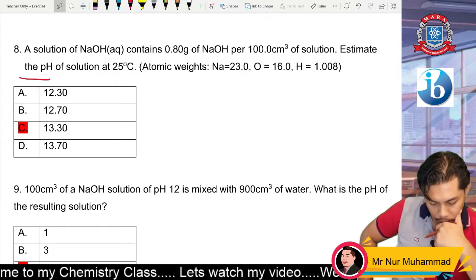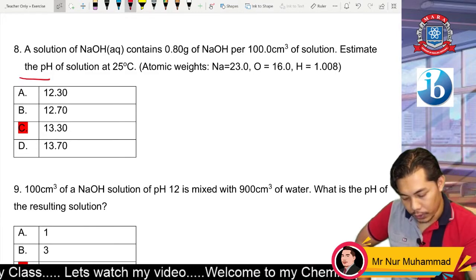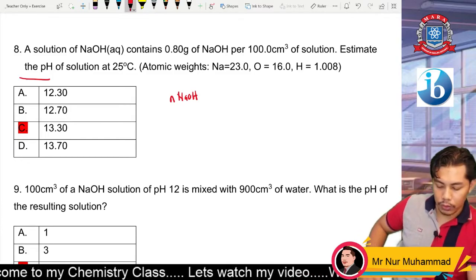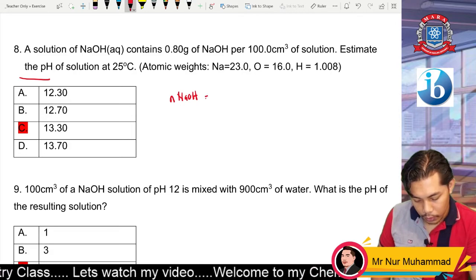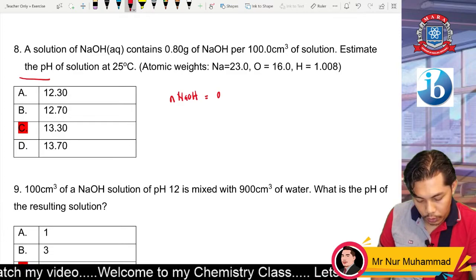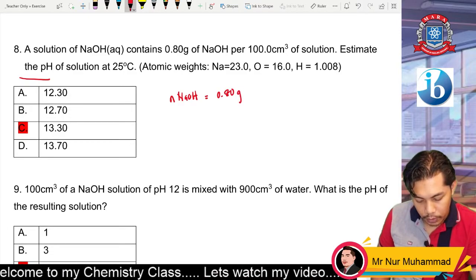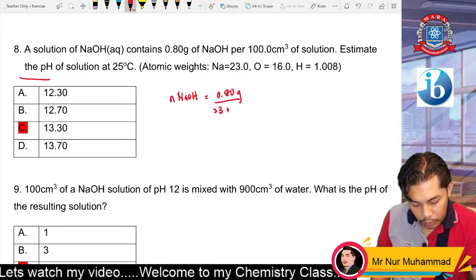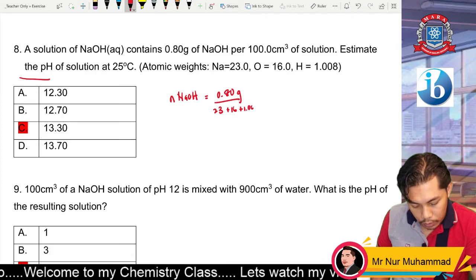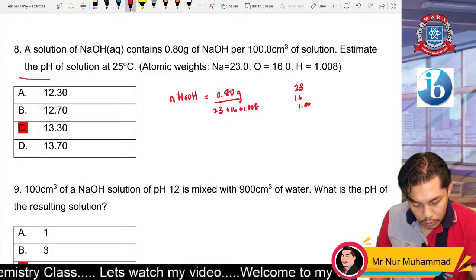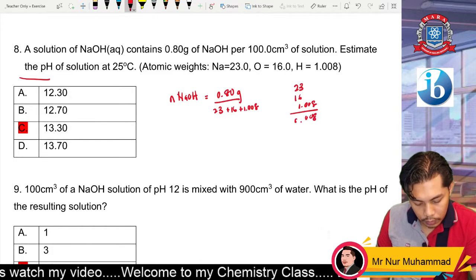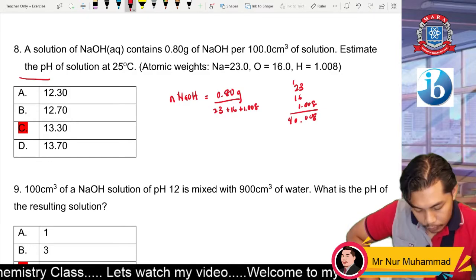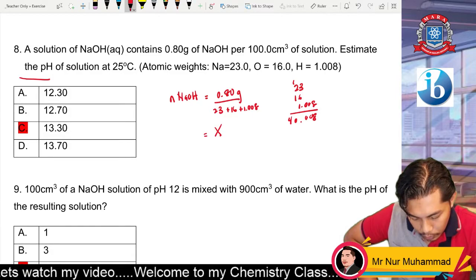Okay, based on this question, the first step is to calculate the mole of sodium hydroxide. Why? Because we want to calculate the concentration of sodium hydroxide. Mole is equal to 0.8 gram over molar mass. The molar mass is 23 plus 16 plus 1.008. Just total the value. So the molar mass is 40.008. And the answer, let's say this is X mole.